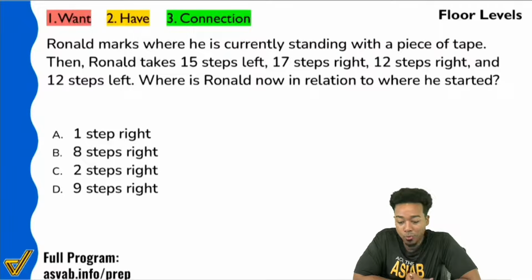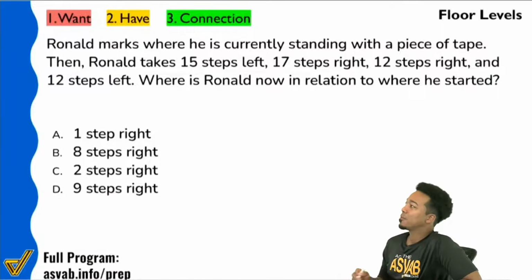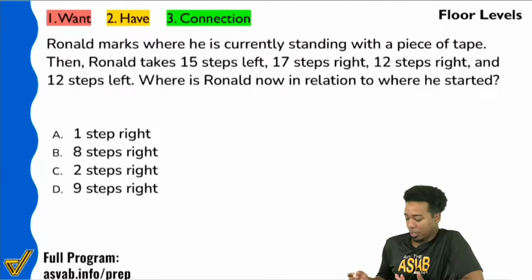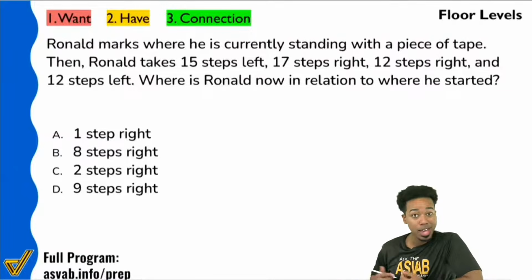So let me just show you really quick how to get this one done. Really, what you're looking for is the relative ending position compared to the starting position. So if you start here, just balance out all the steps and see what happens.